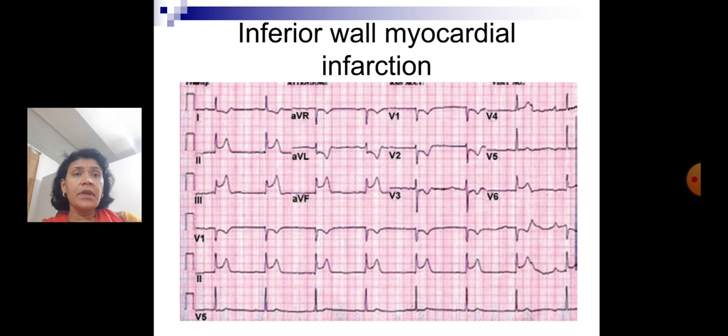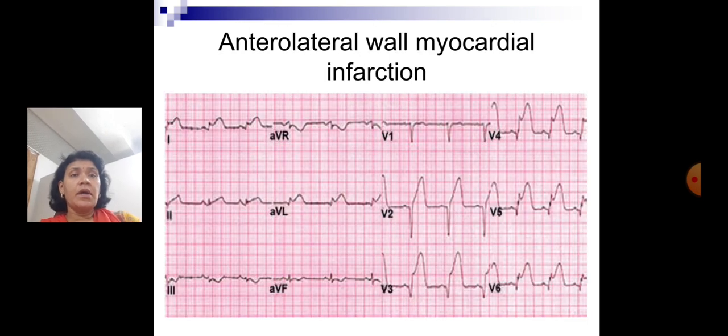This is an inferior myocardial infarction, so we can see the ST elevation changes in the inferior leads, that is 2, 3 and aVF, and there is T inversion in the lateral precordial leads. This is again anterolateral wall myocardial infarction, so lead 1 and aVL are also showing ST elevation along with V2 to V6.